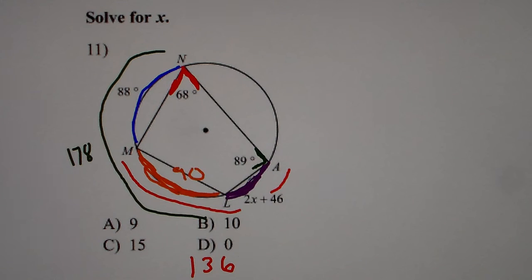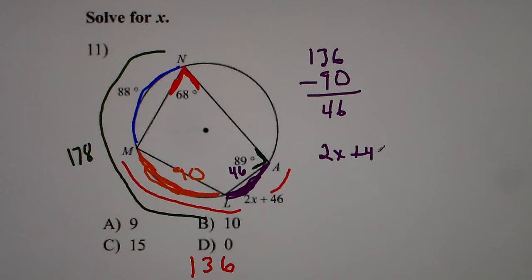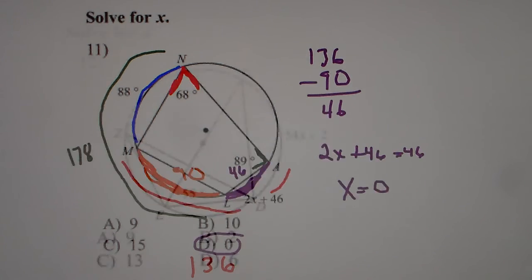We also know orange plus purple equals 136. So we do 136 minus the orange will get us the purple. So we do 136 minus 90 and we get 46. So this purple is equal to 46. Now our goal is to solve for x. So that means 2x plus 46 equals 46. Do our inverse operations, we get 2x equals 0. And then divide by 2 to both sides and we get x equals 0. So the answer to number 11 is D. A lot of work, and you could do it piece by piece.